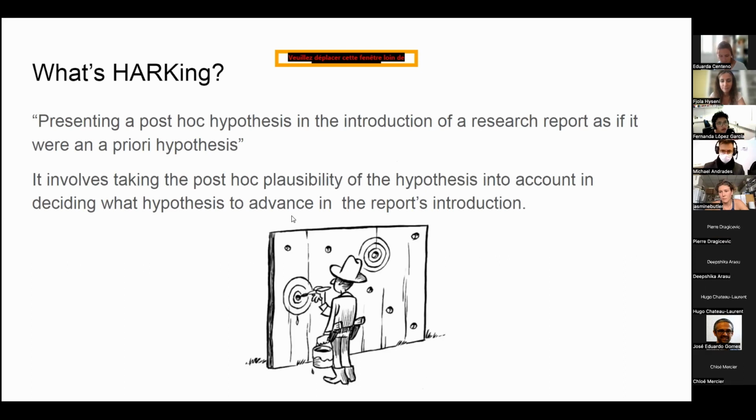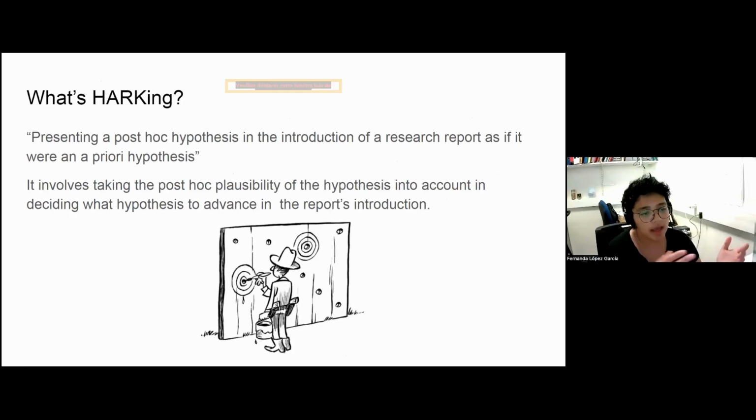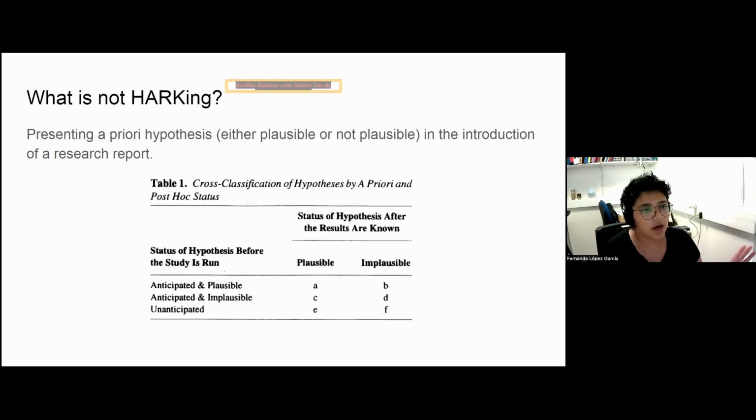It involves taking into account different things to do it, like the plausibility of the hypothesis, and putting it in the report's introduction as if it was an a priori hypothesis. Sorry. So when you are doing research, you have three types, sorry, of hypotheses.